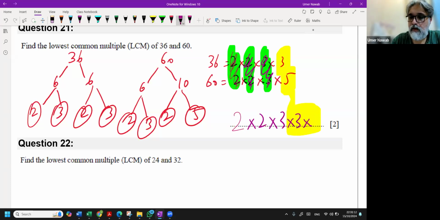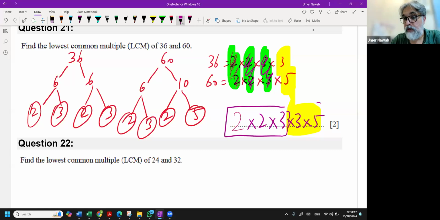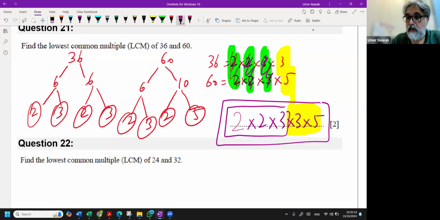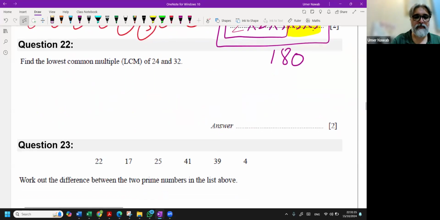3, 5. If I was stopped at 2 times 2 times 3, that was HCF. But I am looking at LCM. When I multiply them together, I will get 180. 24 and 32, I want to find the lowest common multiple.